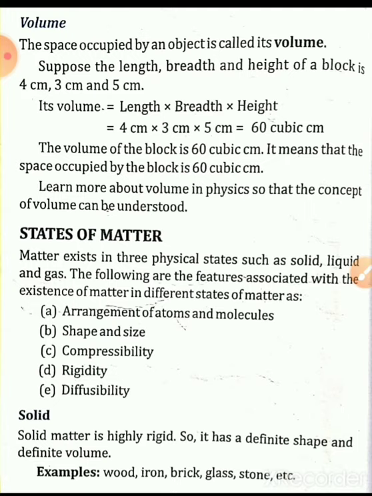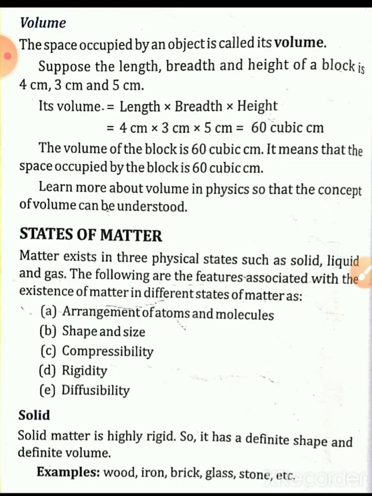Compressibility is the next feature. Compressibility means compress. Can we compress it or not? How much can we compress it? That is also a feature which can help us differentiate the state of matter. Next one, rigidity. Rigidity means hardness, how hard it is. Next one, diffusibility. Diffusibility means diffusion, whether they can mix with others. These 6 features help us know in which state matter exists.